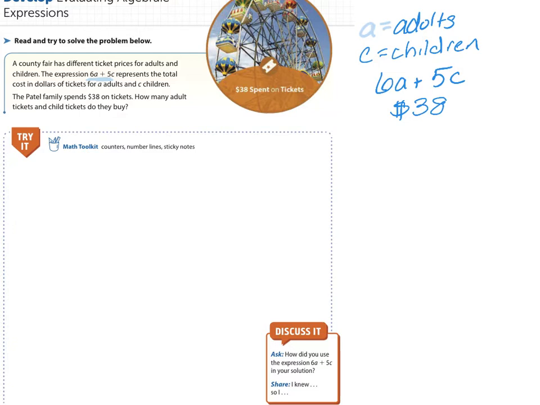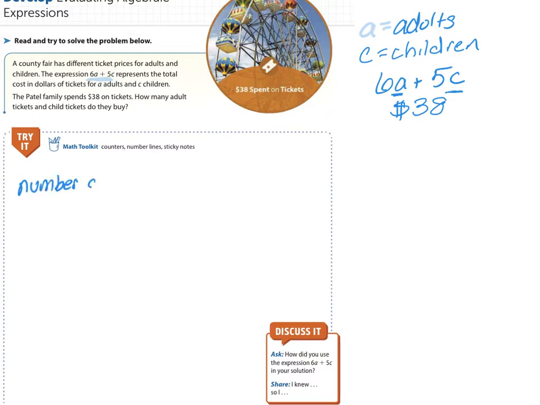So when I'm looking at this problem, I know that from the expression, since A goes with adults and C goes with children, that $6 is the cost of one adult ticket and $5 is the cost of one child ticket. So I'm going to start by making a table to organize my information because there's just so much information here. So I'm going to make a table.